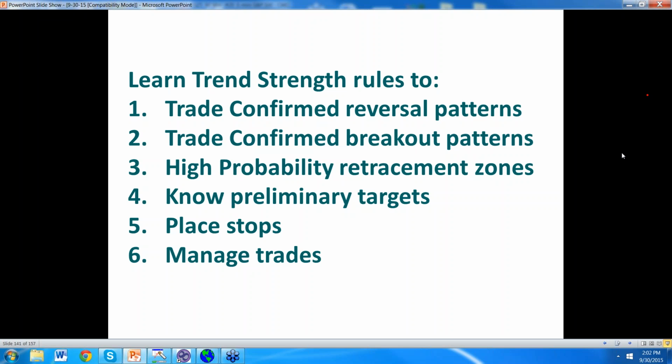High probability retracement zones. This has never been talked about before, but when you have a retracement zone, there are certain things to look for using shallows and deeps that will tell you whether that retracement zone is of high quality or not. Also, no preliminary targets, how to play stops, and how to manage trades using trend strength.